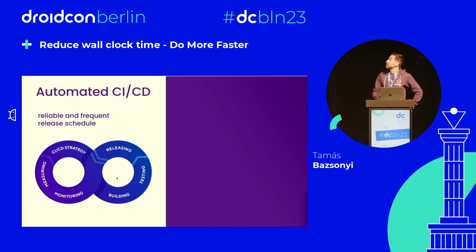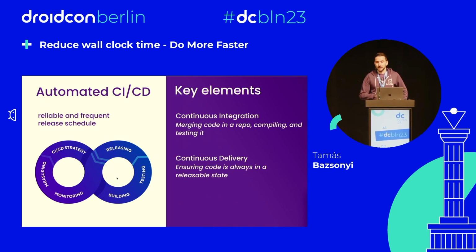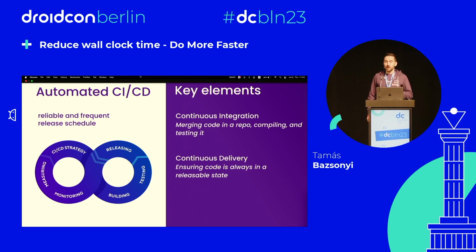So, let's talk about automated CI/CD. What are the key elements? Of course, CI/CD: continuous integration, basically ensuring that there is a process to integrate new code changes into your main or development branch, and that this code compiles and also runs correctly. And for continuous delivery, basically ensuring that the code is always releasable and stable.